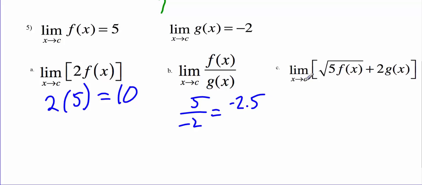And then finally, the limit as x approaches c of the square root of 5 times f of x, that would be 5 times 5. So that's 25, plus 2 times g of x. So that's negative 4. So the limit as x approaches c of that is 1.